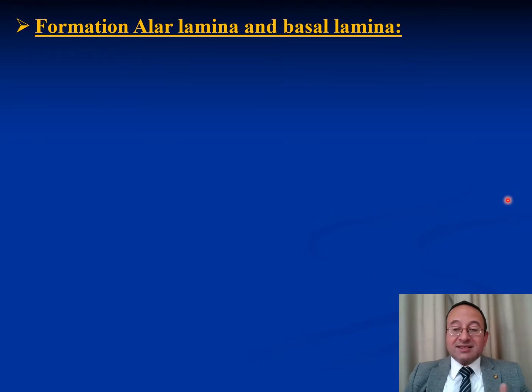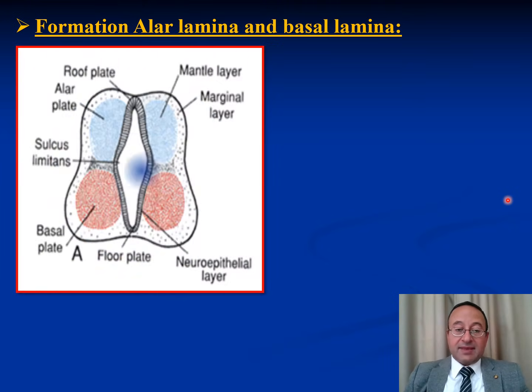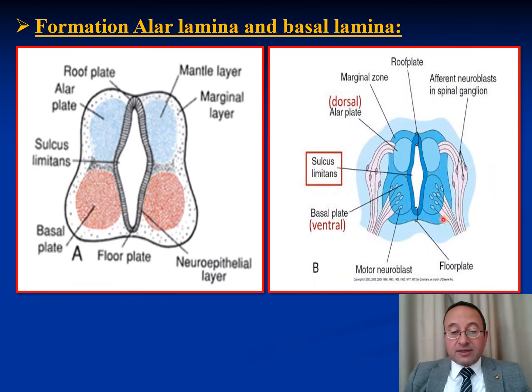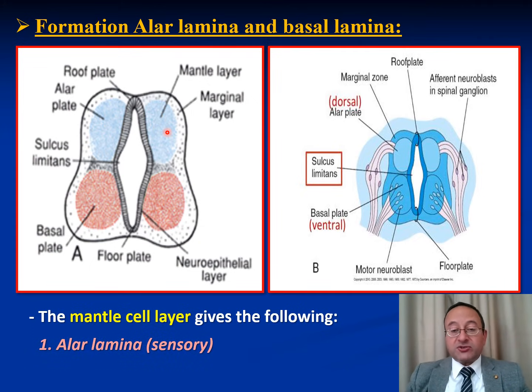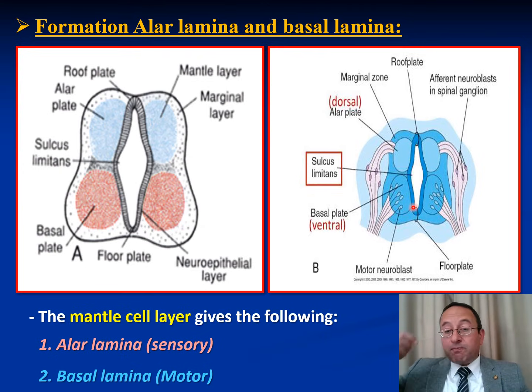What are the other results of the sulcus limitans? Again, have a look on the site of the sulcus limitans. Yes, the sulcus limitans divides the cells of the mantle cell layer, which is this, into a dorsal part, which is called alar lamina, which is pure sensory. It will be like this. And a ventral part, which is called basal lamina, which is pure motor. Both of them constitute the gray matter of the spinal cord.